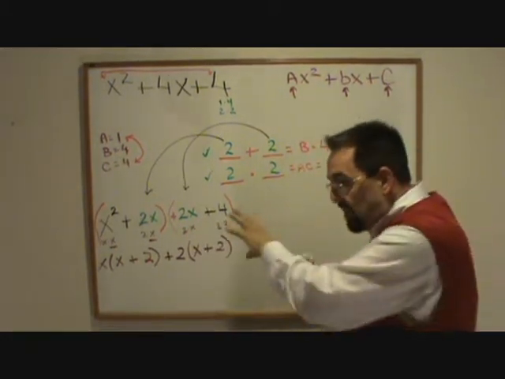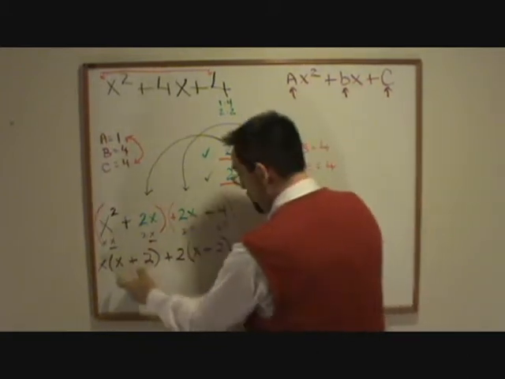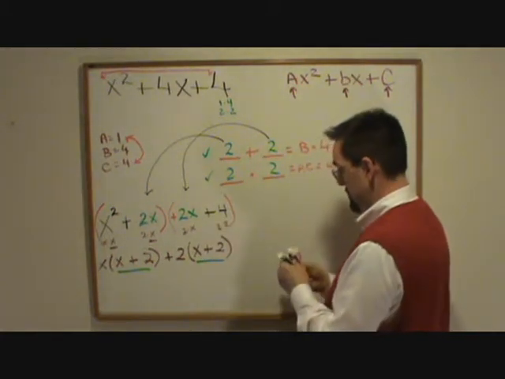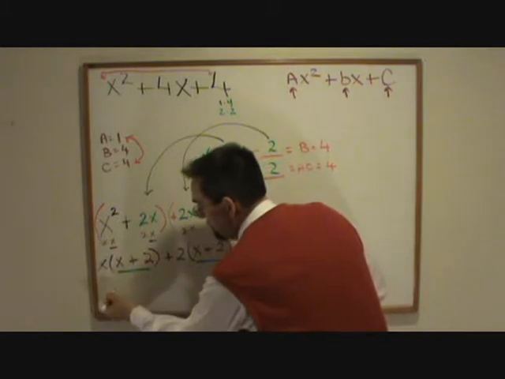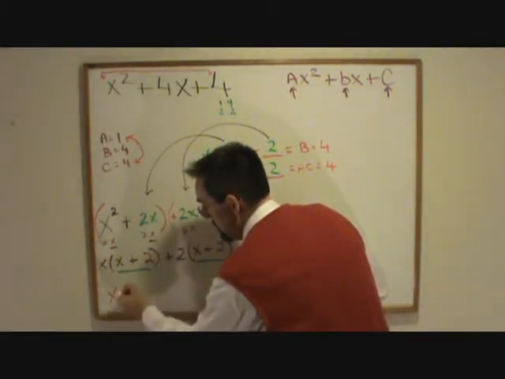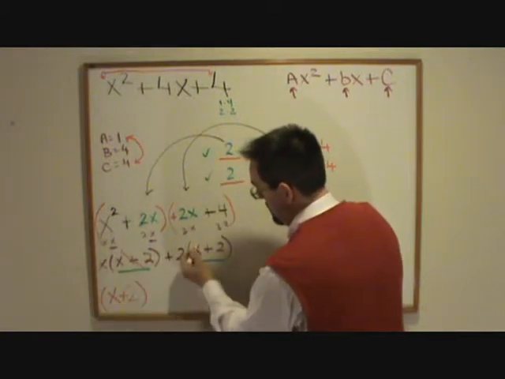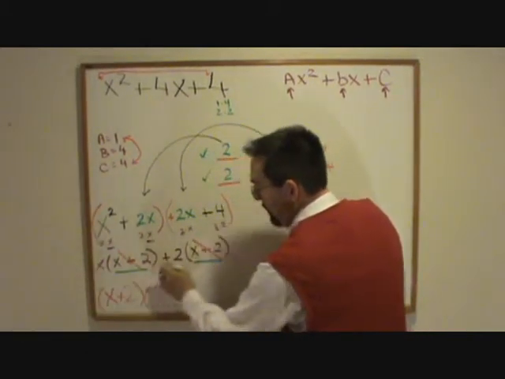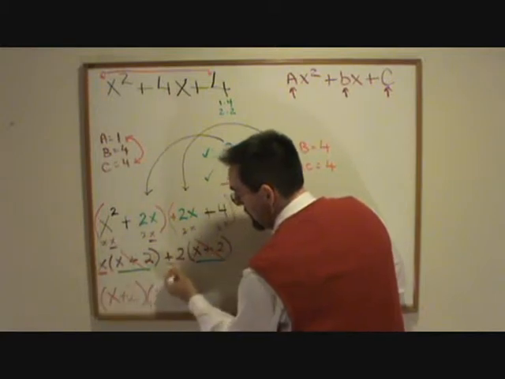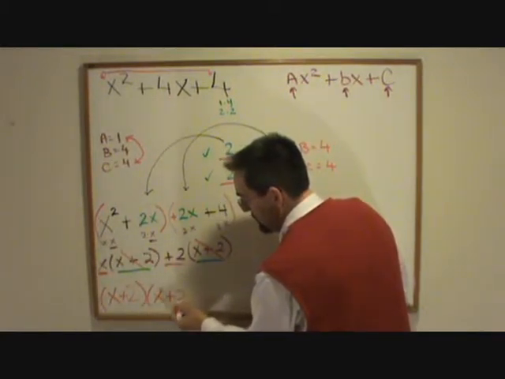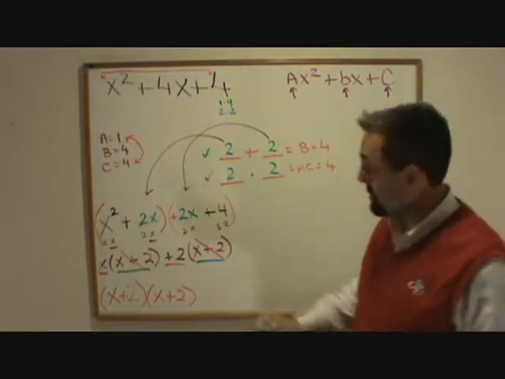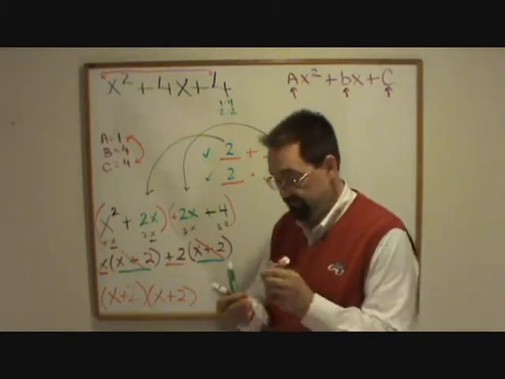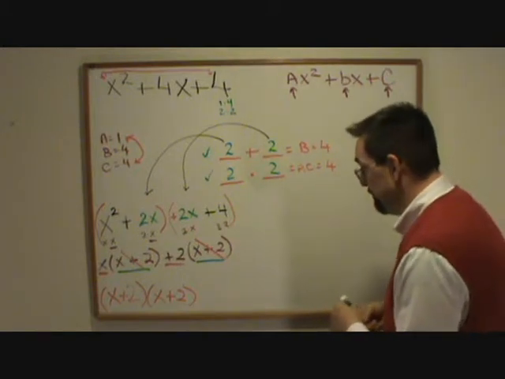Now, let's pull out the common factor. x plus 2 is common to both. That and that are common. Let's pull those out. We're going to have an x plus 2 and then what's left? If I pull an x plus 2 out and an x plus 2 out, what does that leave left over? x plus 2. Our final answer for the original expression in factored form is x plus 2 times x plus 2. I think we should check it just to make sure.